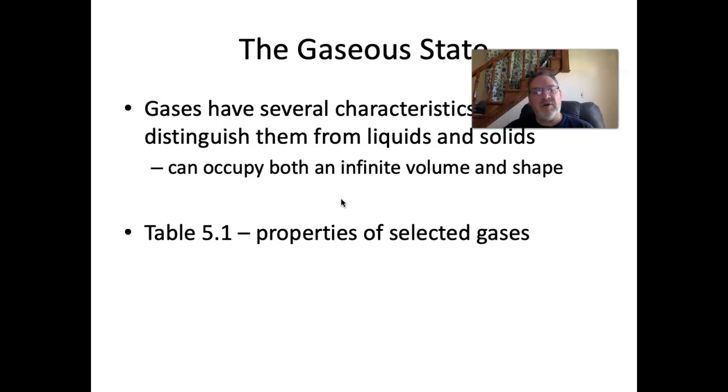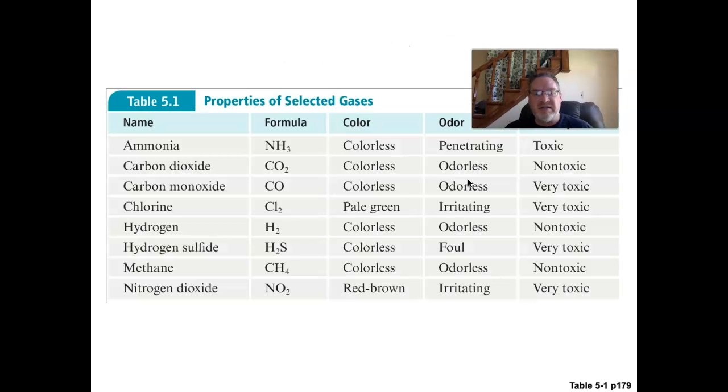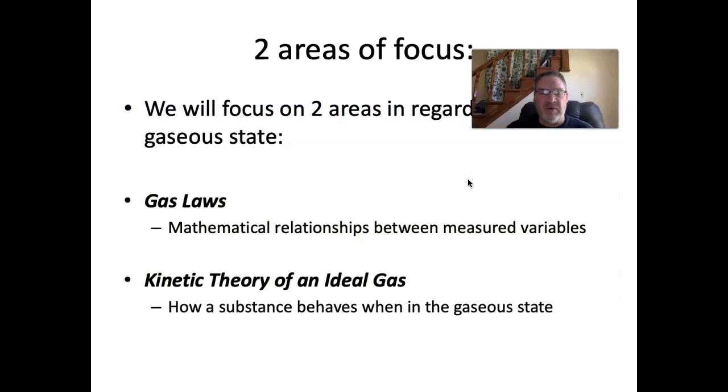Chapter 12, we're going to focus on the physical states: solids, liquids, and gases. This chapter focuses primarily or solely on the gaseous state. And we know characteristics of gases: an indefinite volume and an indefinite shape that they can occupy. And this is a great table, various gases and some of their physical properties.